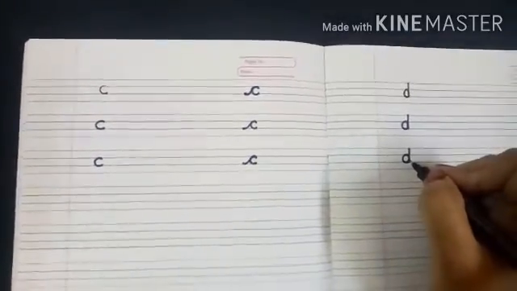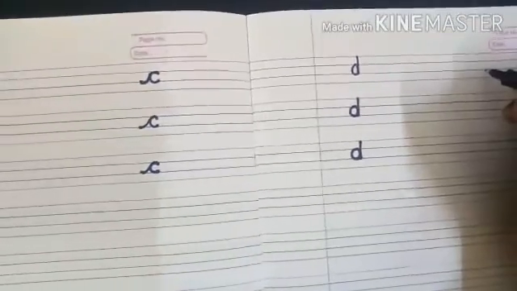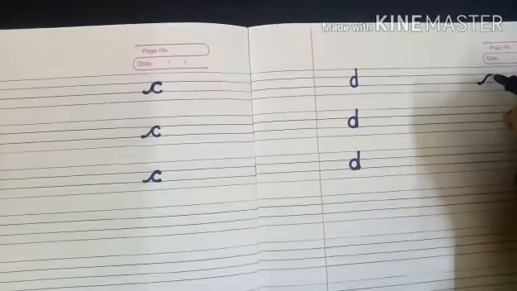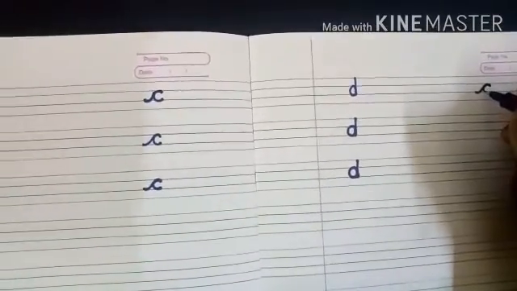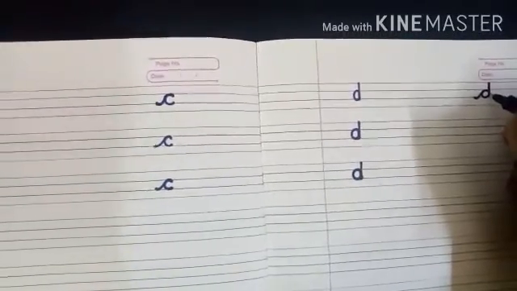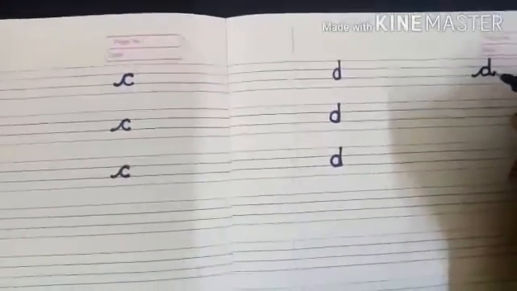Okay. Now, lastly, we are going to write cursive D. So, keep your pencil on the third line and make a curve wave stroke. Again, make a left curve, go up to the first line, come down to the third line and make a small curve at the bottom.